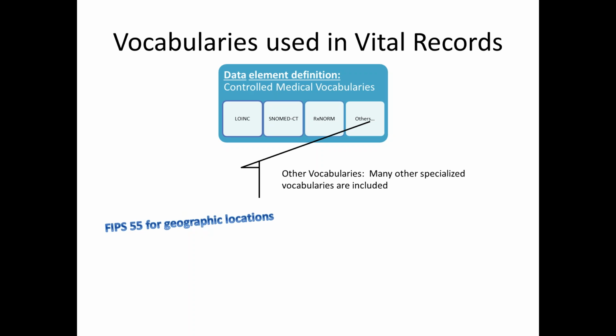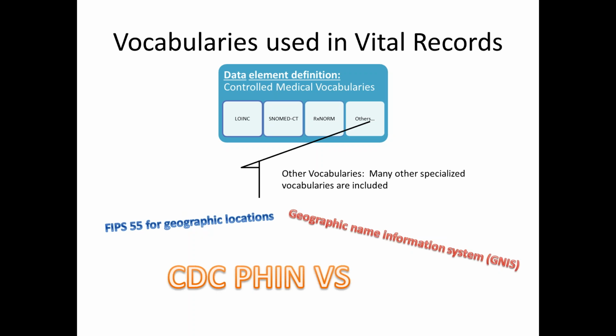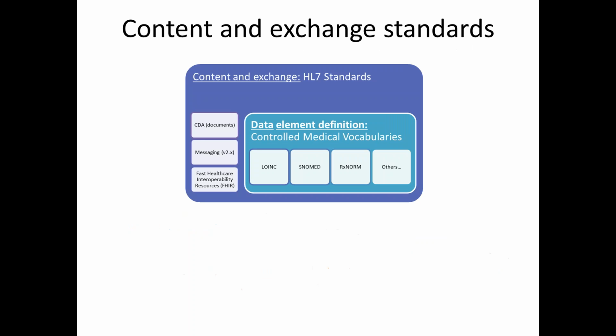There are many other code sets, such as FIPS, that we're all familiar with. GNIS, a newer version of FIPS for geographic places, and CDC PHIN value sets. PHIN stands for Public Health Information Network, assigning codes to many concepts that aren't elsewhere coded.